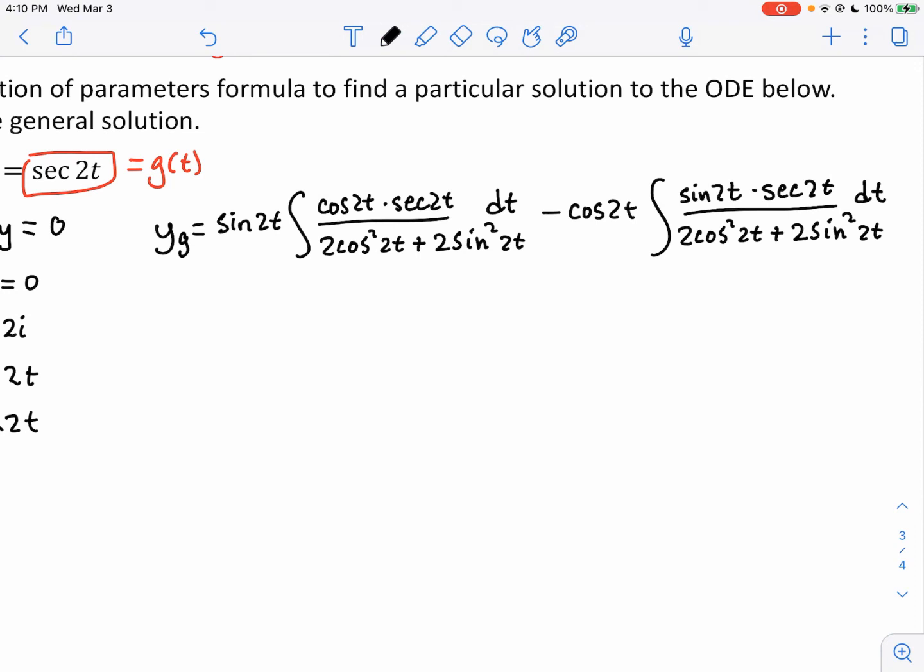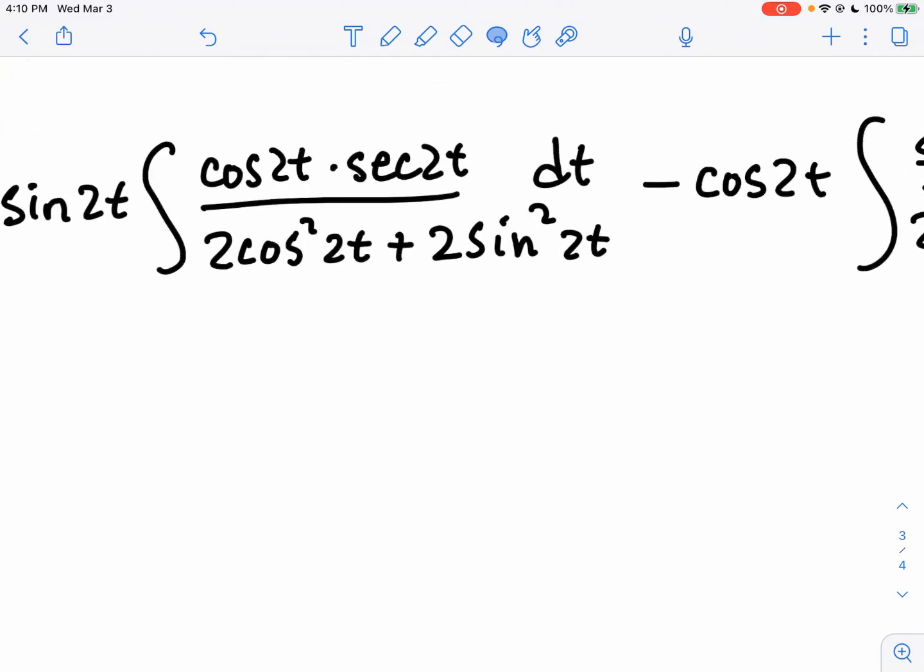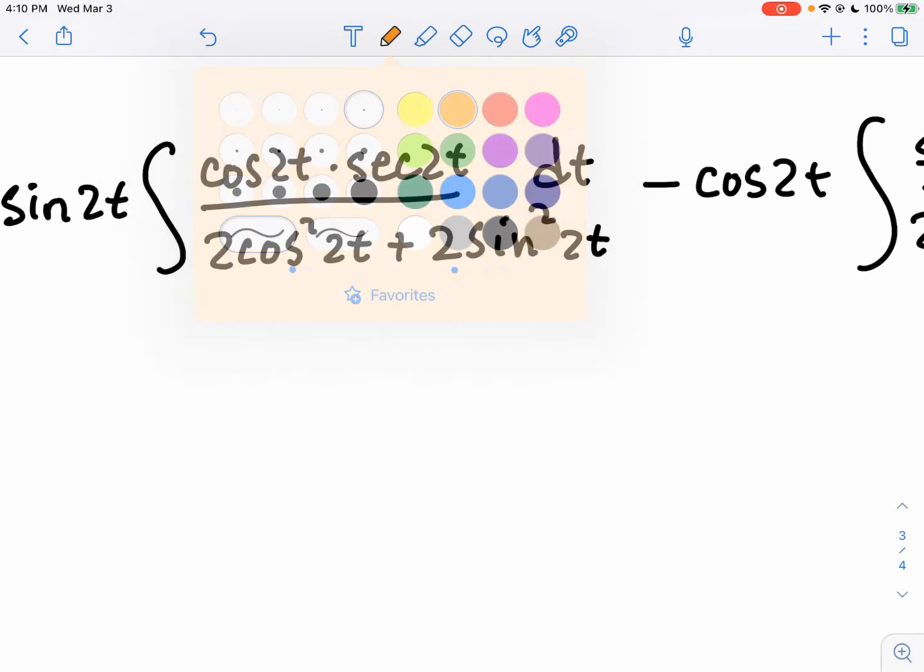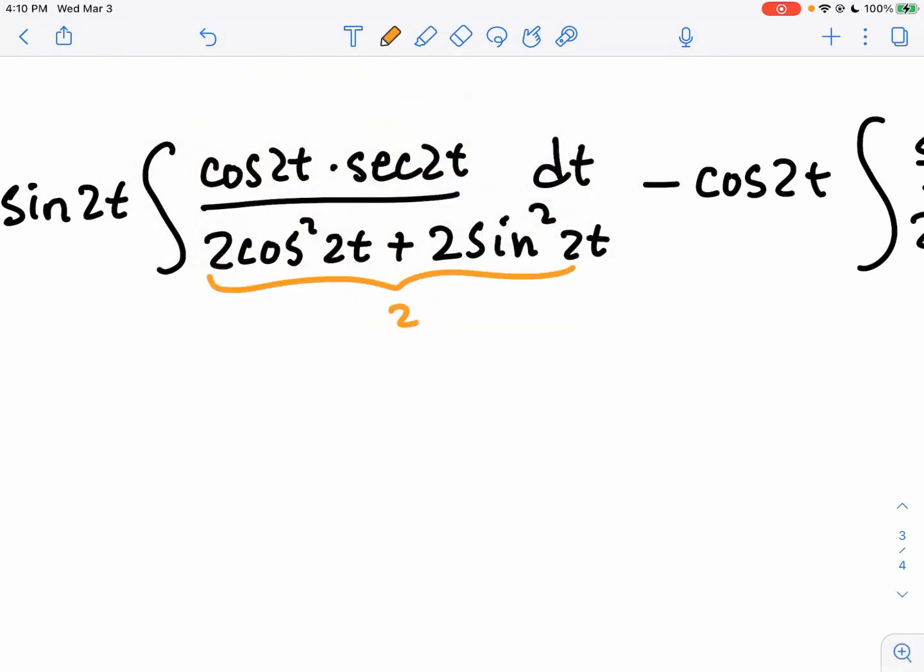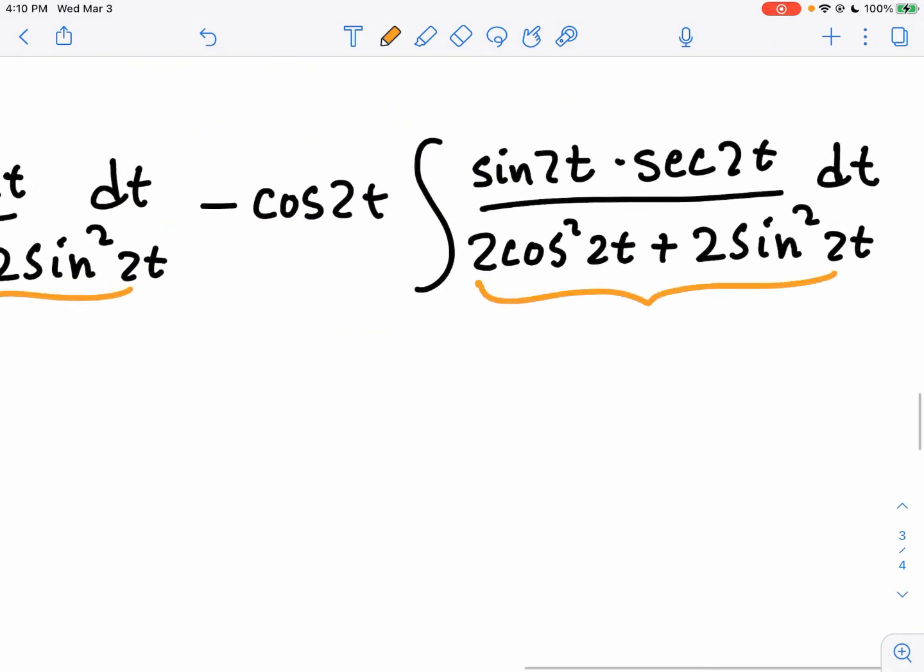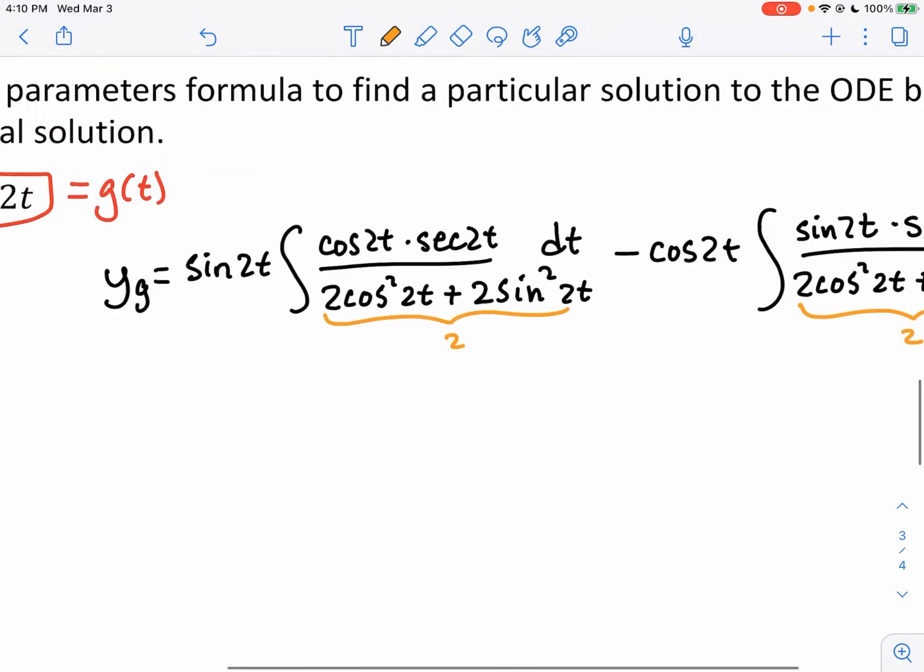Okay, let's see where we go with this. The denominators. Let's focus on those denominators. We can factor these 2's out. That leaves cosine squared of an angle plus sine squared of the same angle. So we can use the Pythagorean identity on that, and that just makes it 2. All of this here collapses to a nice clean 2. So that's going to happen there as well.